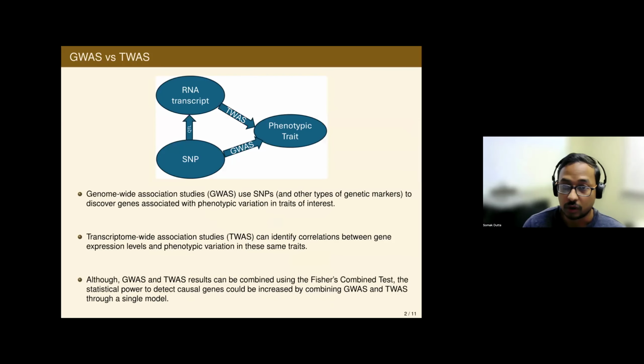So GWAS and TWAS are 2 very important methods for discovering gene associations with phenotypic variations.